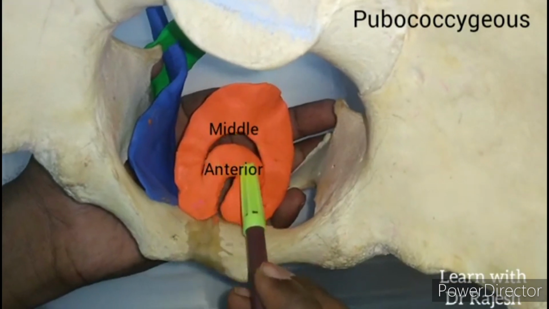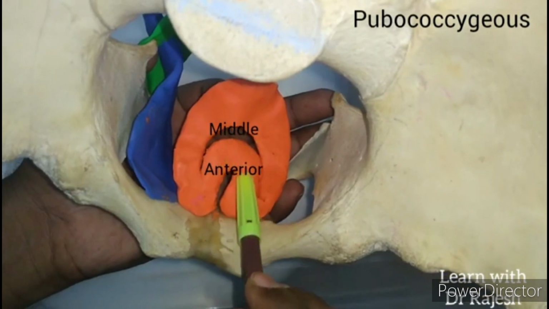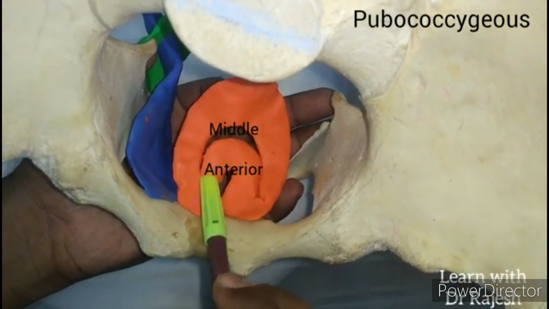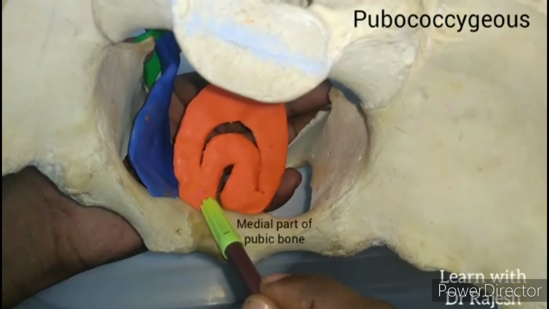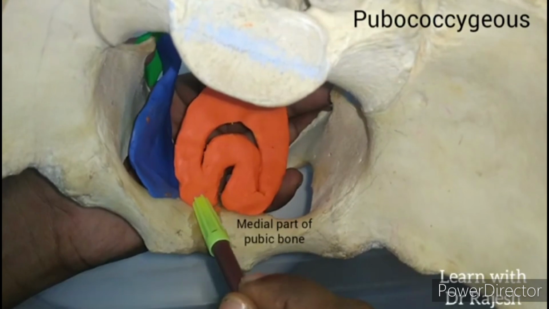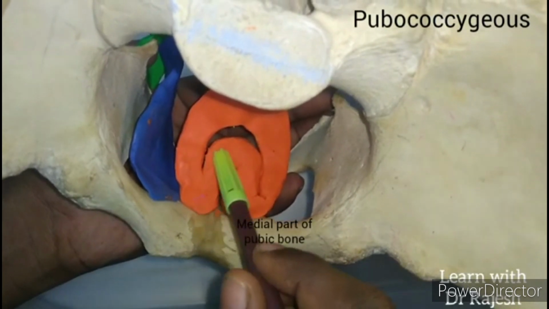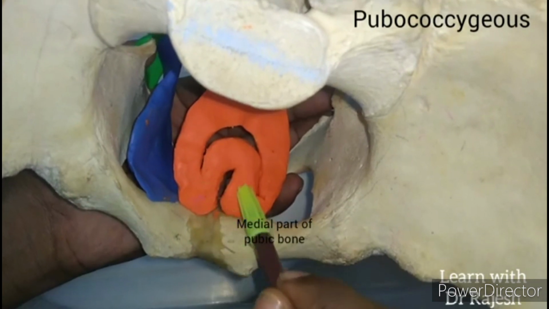You can see beautifully that is the anterior part. And you can also see where the anterior part is present: near the pubic symphysis, the middle part of the pubic bone, right? That is the middle part of the pubic bone. We can see the fibers are running here.